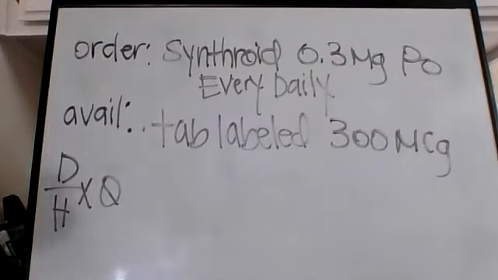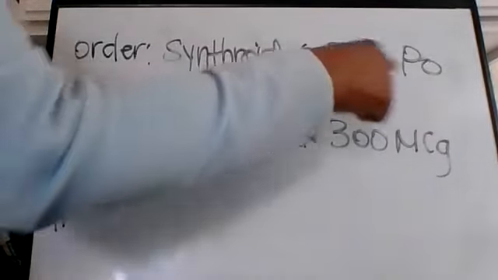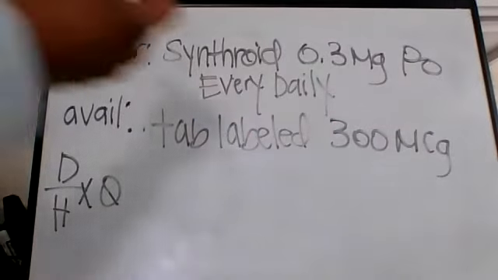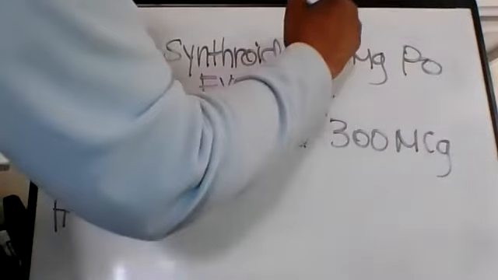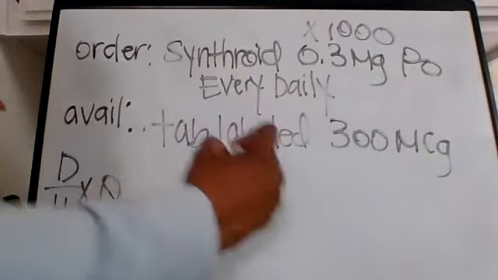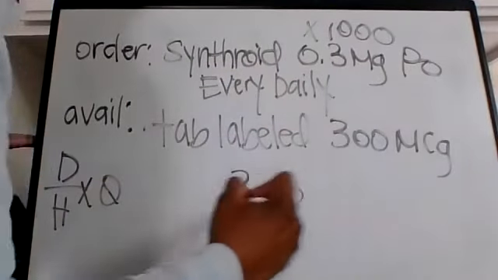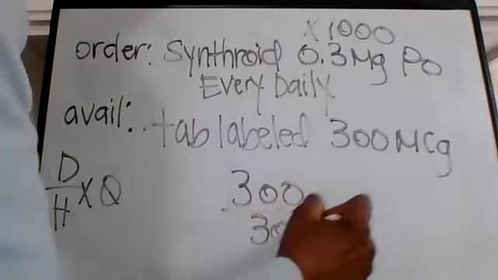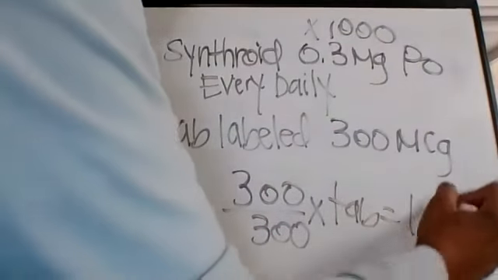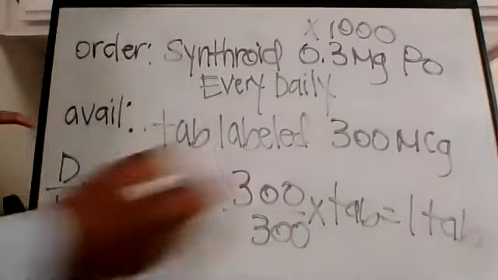So you know we have to convert milligrams to micrograms, okay? So we have to multiply by 1,000, and we come up with 300 divided by 300 times tablets, right? 1 tab, okay?